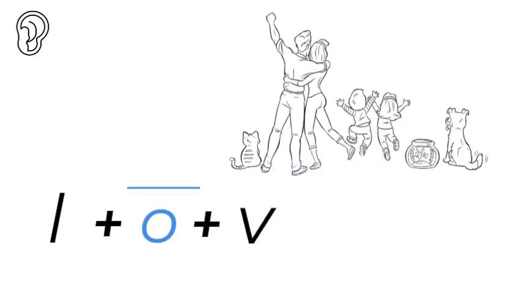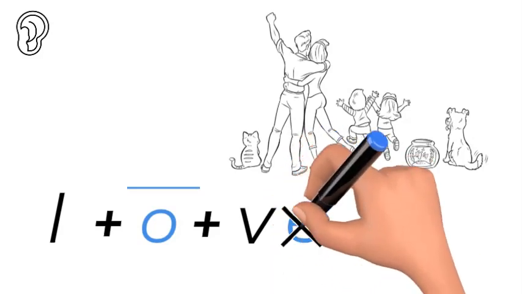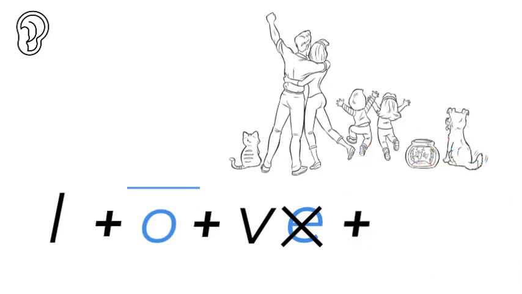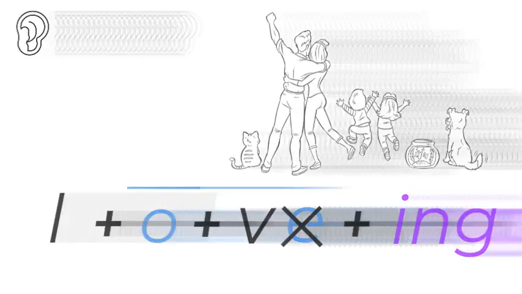Now you can't leave it like that. You have to put a secret E at the end. Okay, so that's love. I actually say "love" because to me it looks like love. Now to add the ing, you have to take away the secret E and then you put the ing. So whenever there's a secret or magic E or silent E, you cross it out and you put the suffix ing. Loving.